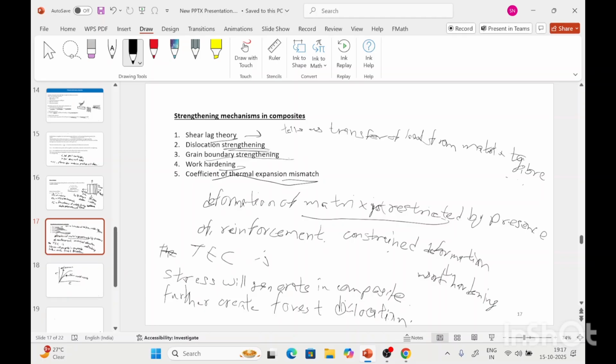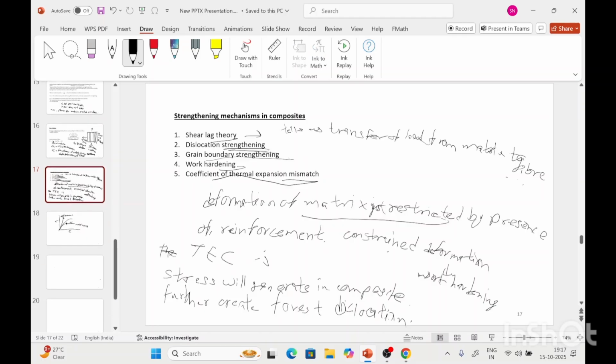Next is the fatigue behavior of the composites, which we discussed in the last class, so we will not cover it today.